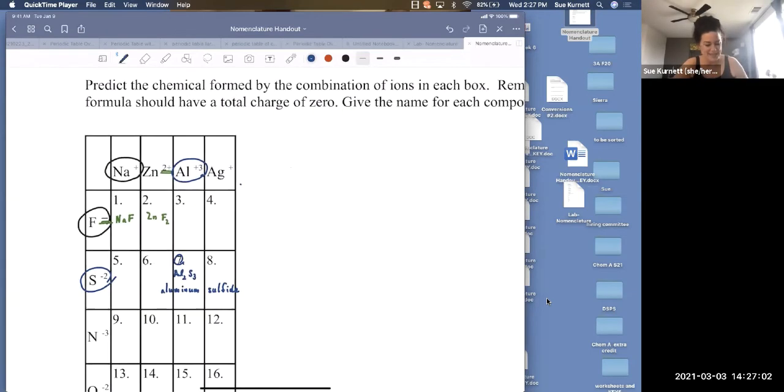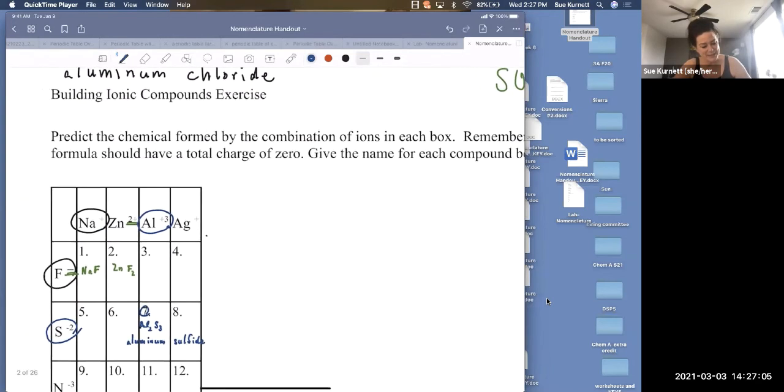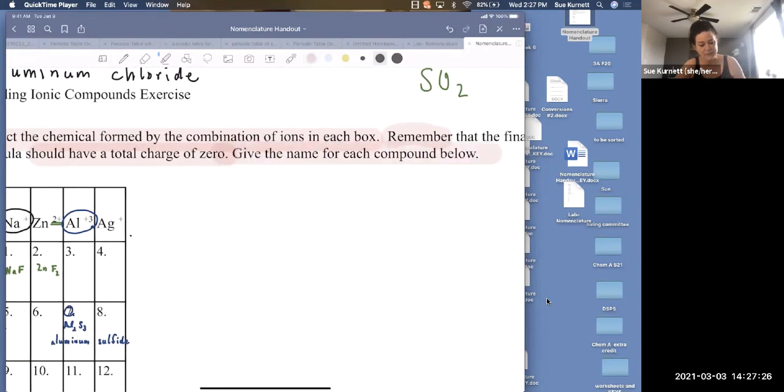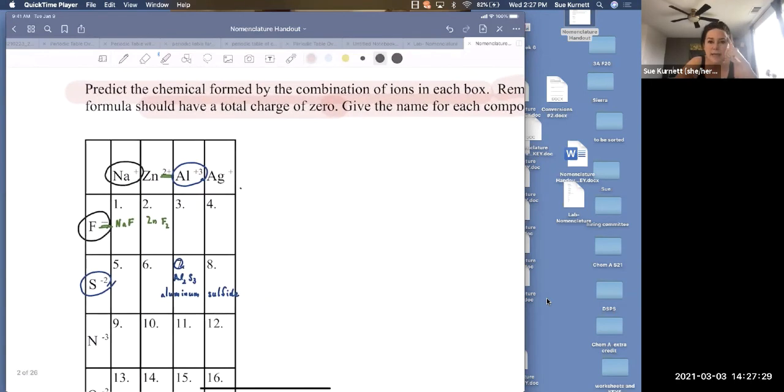Good. Okay. So here we're going to predict the chemical formula by the combination of ions. Put in the cation first. Remember that the formula should have a total charge of 0. That's why we have 2 aluminums and 3 sulfides, so that we add together plus 6 and minus 6 and equals 0 to make it a compound. And then give the name for each below. The other thing you need to remember is cations before anions, ladies before gentlemen, left before right. That's the order things go in, both in the formula and in the name.